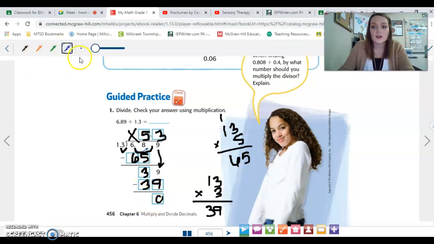Last thing we have to do is find our placement of our decimal. My decimal is right here. I'm going to move 1 time so I get to the end of my number. So I'm going to find my decimal at the end of my answer and move 1 time to the left. My answer is 5 3/10.